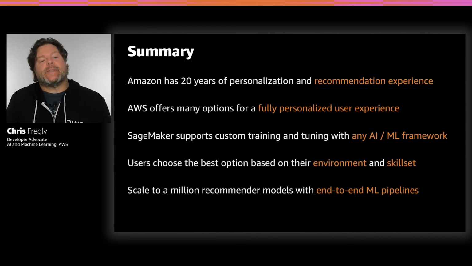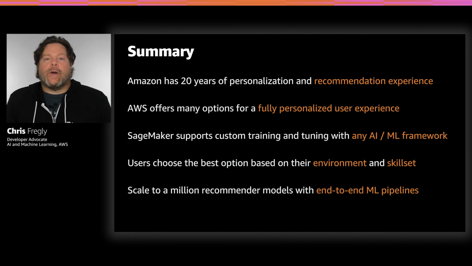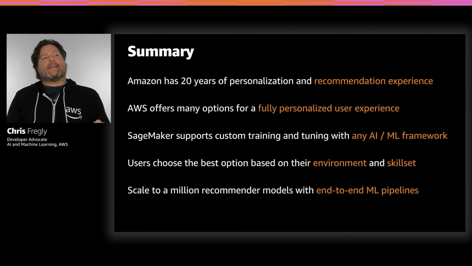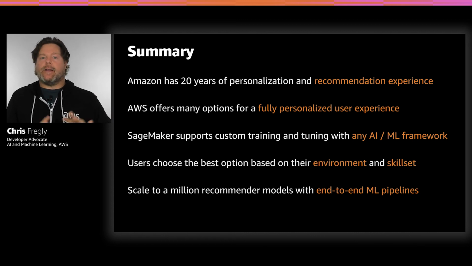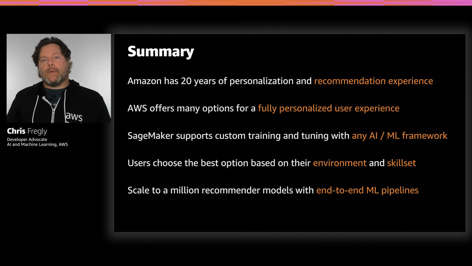In summary, Amazon has 20 years of experience doing personalization and building recommender models. There are many ways on Amazon Web Services to build these recommender models yourself. You could use the Personalize service, where you just point to your data and no machine learning is needed. We have SageMaker, with different levels of SageMaker. You could do everything from a notebook and one-time training, all the way through hyperparameter tuning, and of course building full pipelines to automate all of this.